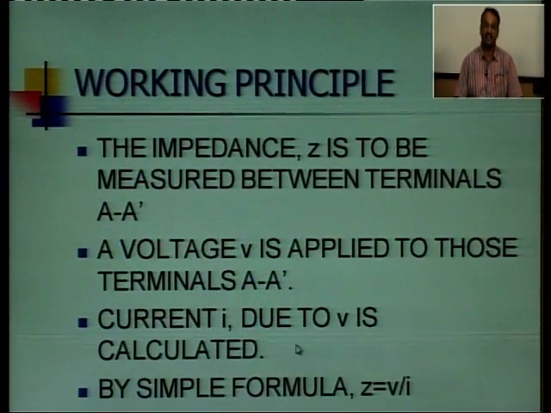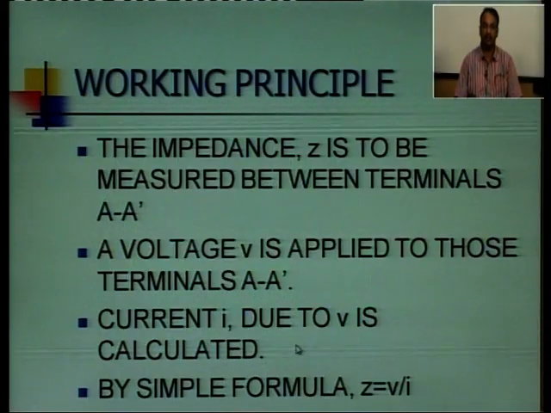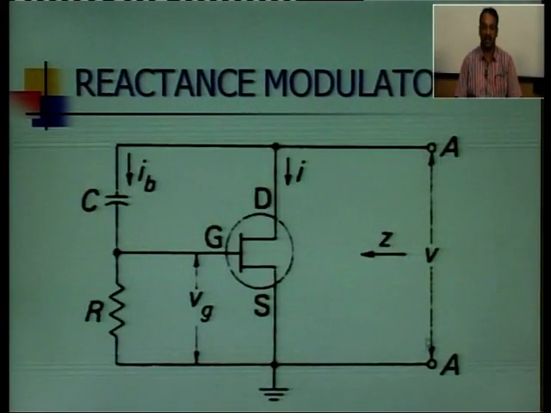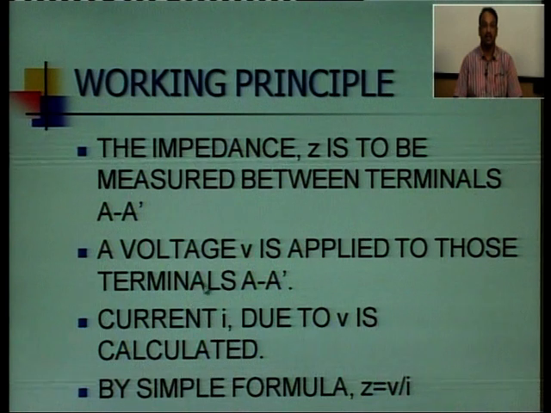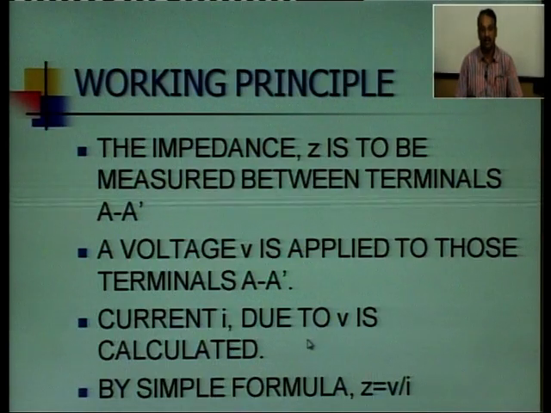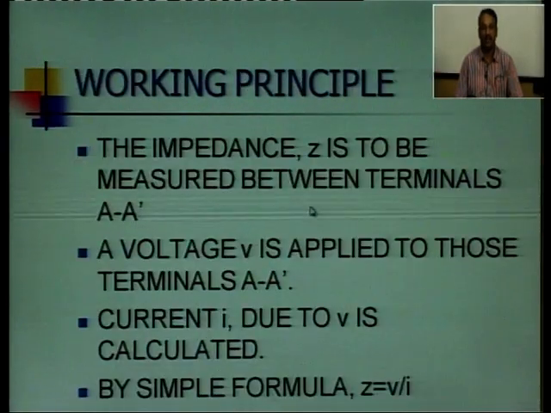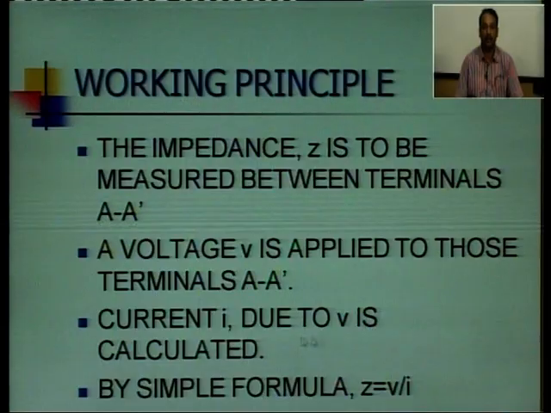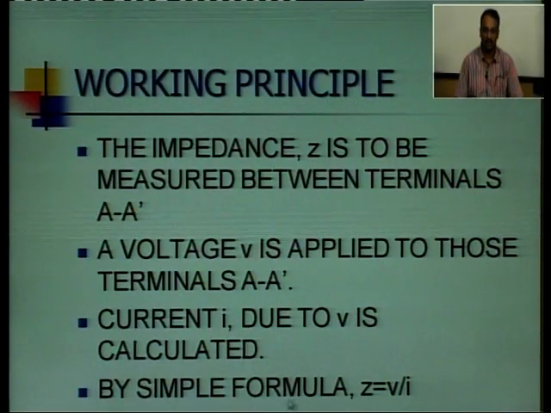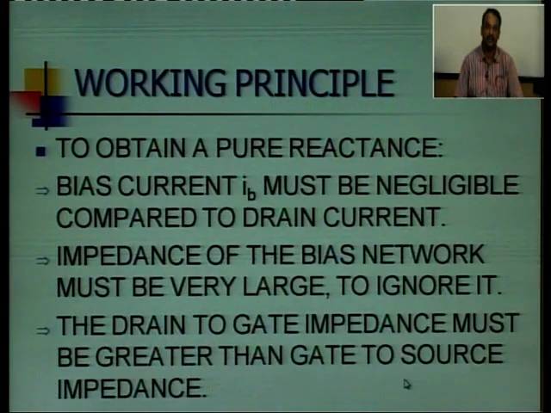The impedance Z is to be measured between terminals A and A dash. A voltage V is applied to these two terminals. The drain current I changes due to the voltage V, and the impedance is calculated by using the simple formula Z is equal to V upon I.